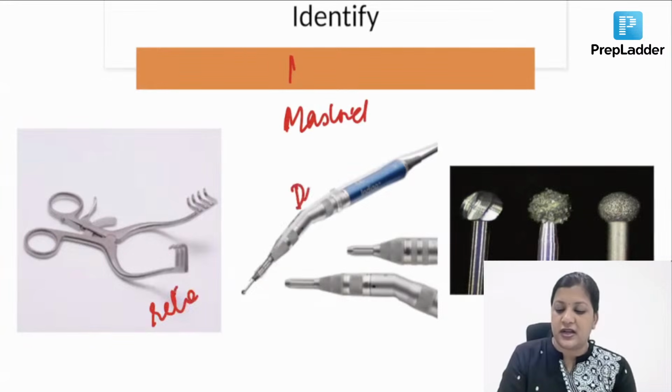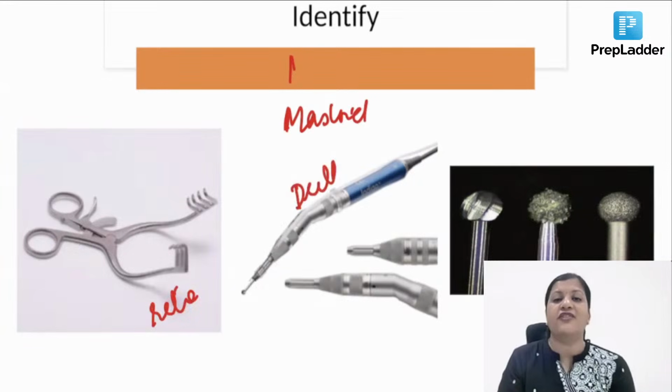We require a drill to drill the bone, which can have different types of attachments, like a cutting burr, like a diamond burr, and a coarse burr.